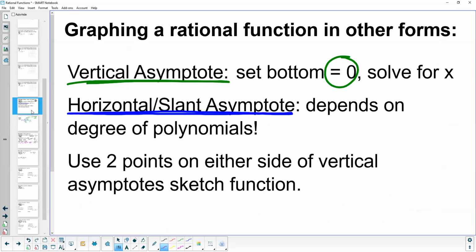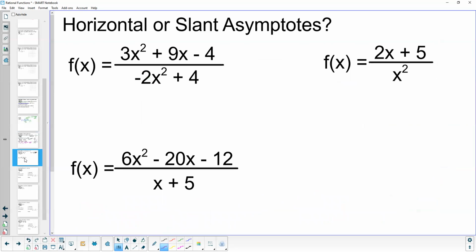Now, before we move on to actually graphing these, in which case, after we find those two asymptotes, we're going to use 2 points on either side to kind of decide where our function goes. Before we do that, let's practice figuring out whether we have horizontal or slant asymptotes. So let's first start with this first one.